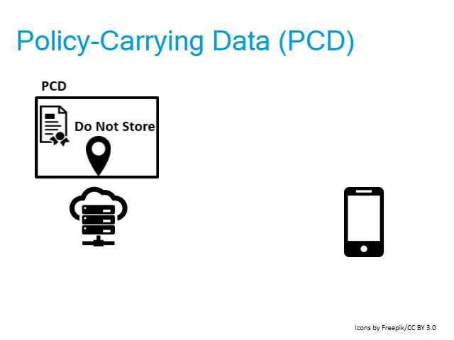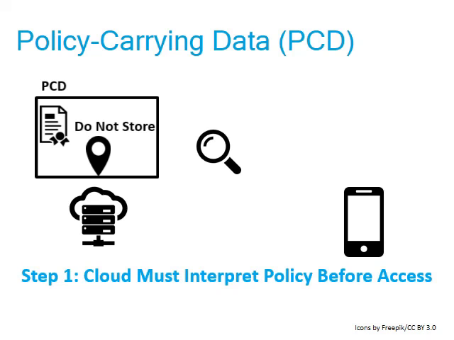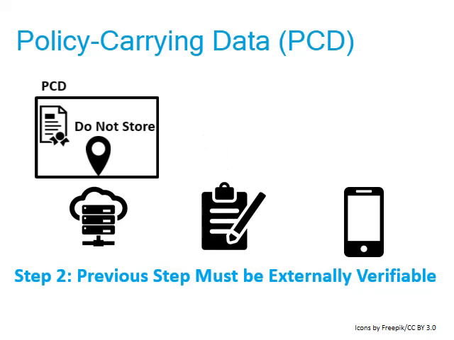We need two guarantees from this policy carrying data, this PCD abstraction. First, PCD must force the cloud to interpret the policy before accessing the data. And second, this interpretation, this step number one, has to be externally verifiable. There has to be a publicly available record of it taking place.